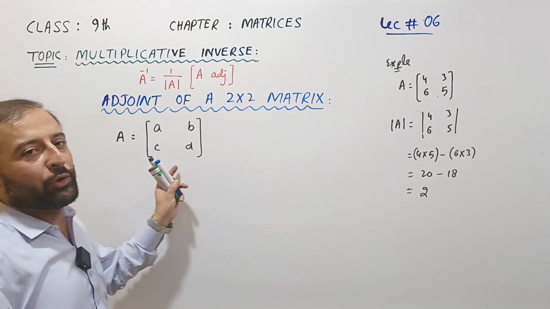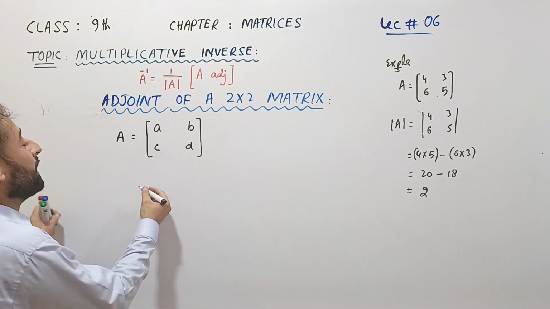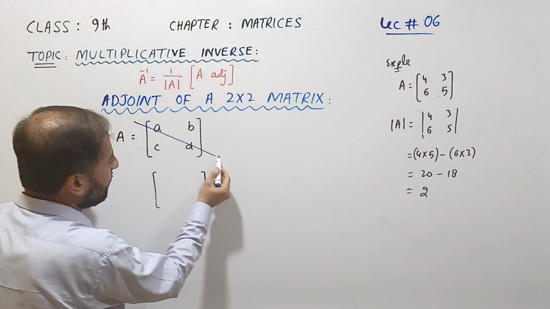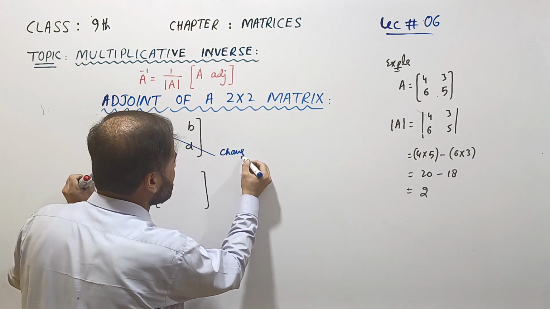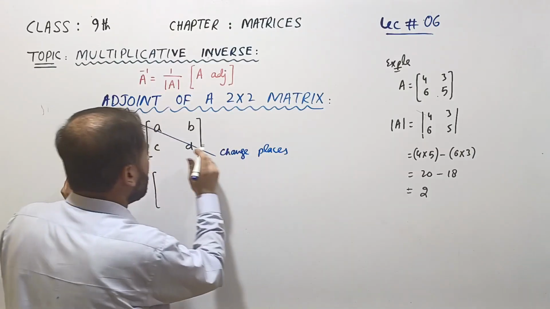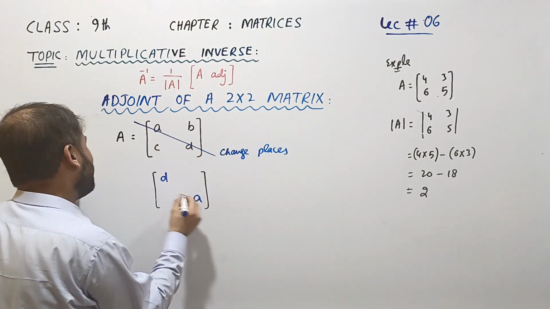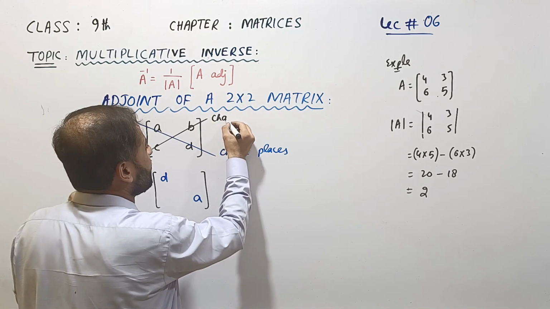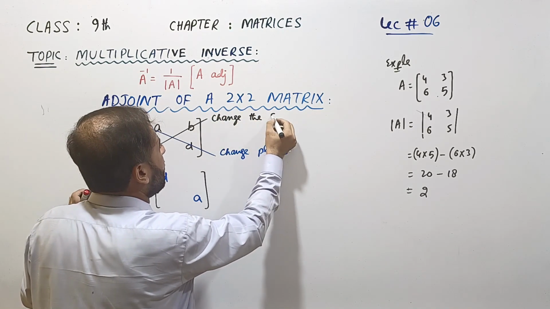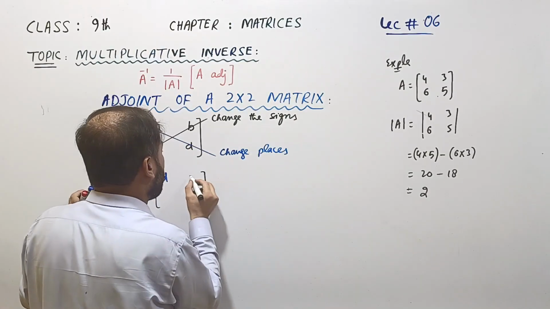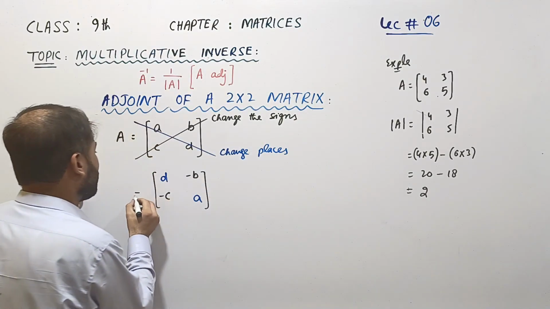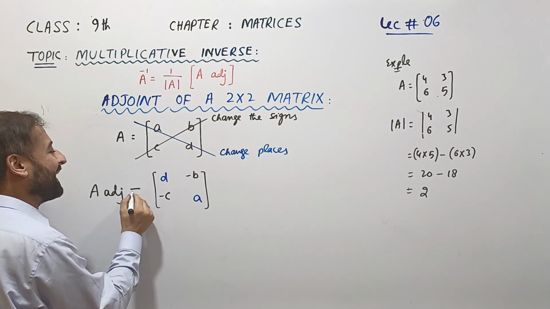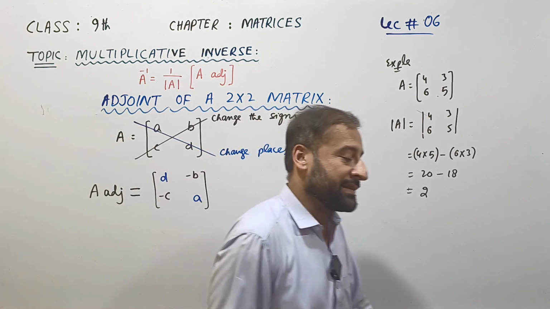Let's say you are given a 2 by 2 matrix. A matrix obtained by interchanging the elements of the principal diagonal, meaning changing their places, a and d, and changing the signs of the elements of the secondary diagonal, minus b, minus c, is called A adjoint. That is called, students, what? A adjoint.